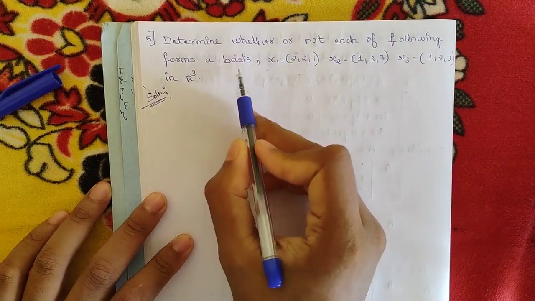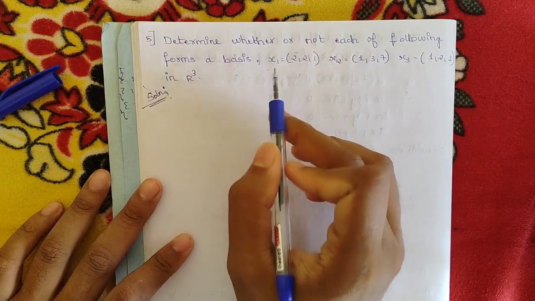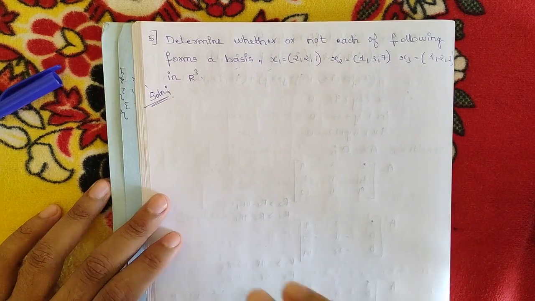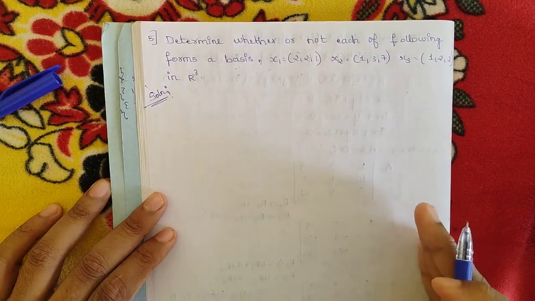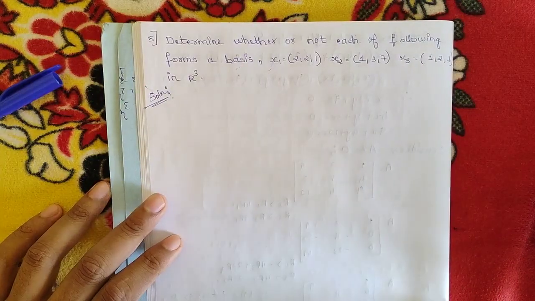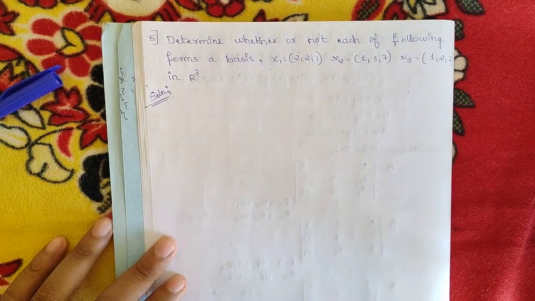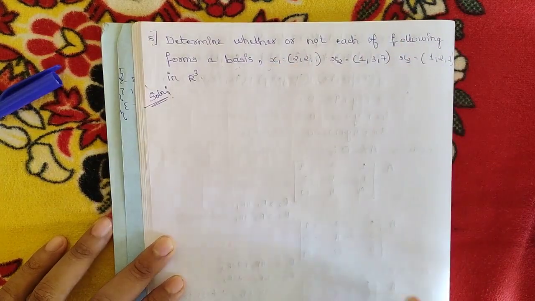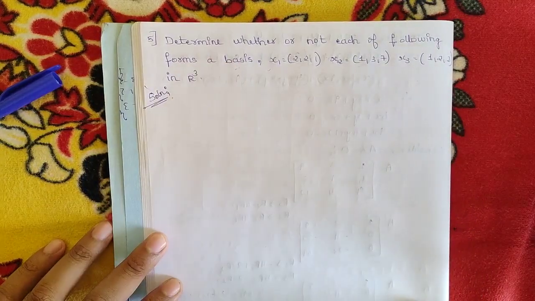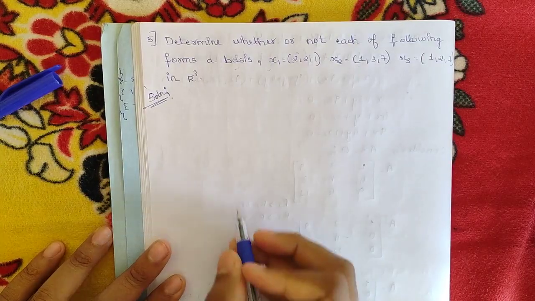If the word basis is mentioned in the question, you should remember that basis corresponds to linearly independent. If the vectors are linearly independent, then they form the basis in whatever order is mentioned here. So we should be checking whether these three vectors are linearly independent or not. If they are not linearly independent, then they do not form a basis in R cube. So let's solve the same thing.